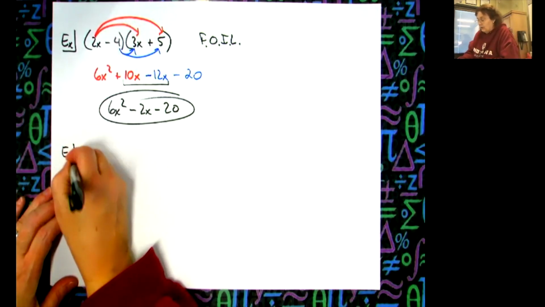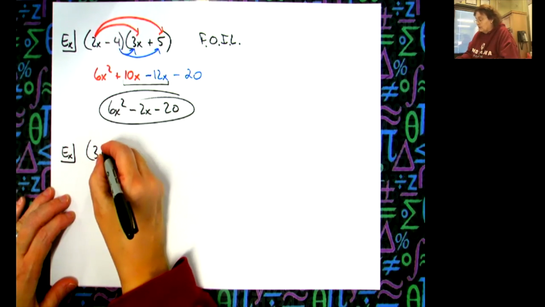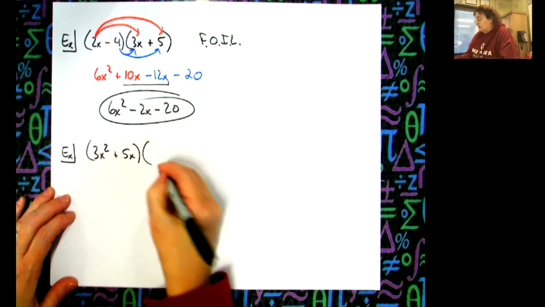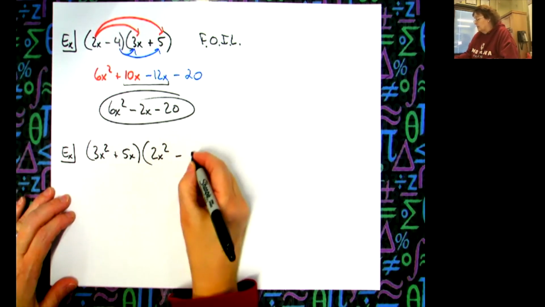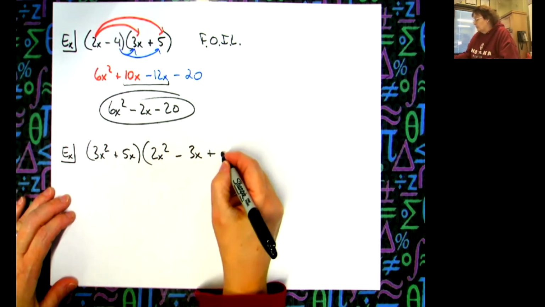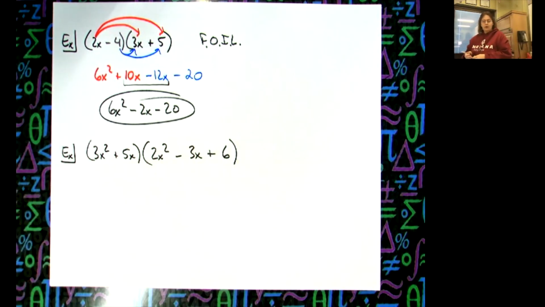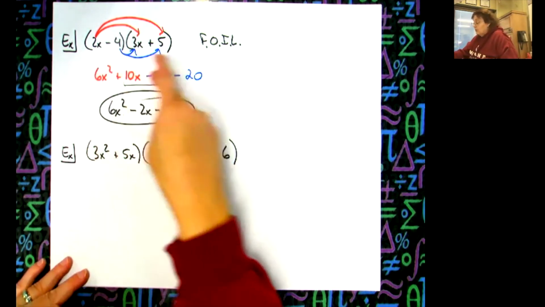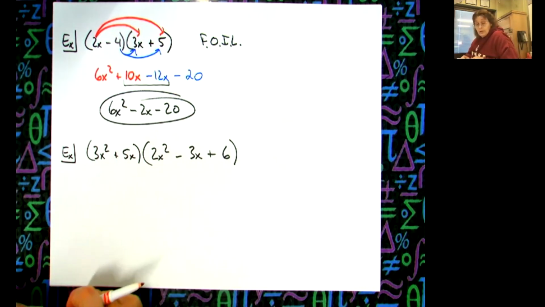Let's do one more here. Let's do like 3x squared plus 5x, and then let's do maybe a 2x squared minus a 3x plus a 6. Let's just do a binomial times a trinomial because we don't want to get too ridiculous here. Now, instead of going horizontally, I'm going to try to implement a vertical method here. I'm going to do repeated distributive property.